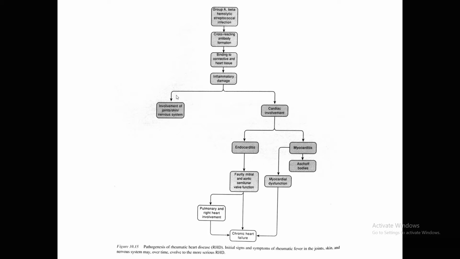together with peripheral structures, such as joints, skin, and eventually the nervous system, because of deposition of streptococci and inflammatory damage to connective as well as to the heart tissue. Endocarditis will produce it with affection of the valves, mainly mitral and aortic valves, and valve defect, eventually causing complications such as heart failure. The major complications of the endocarditis, the valve defects, will be especially discussed a little bit later.